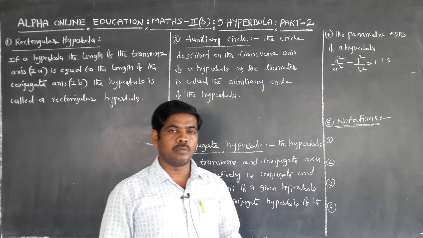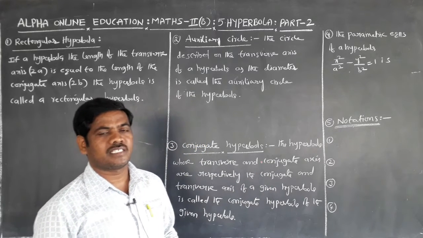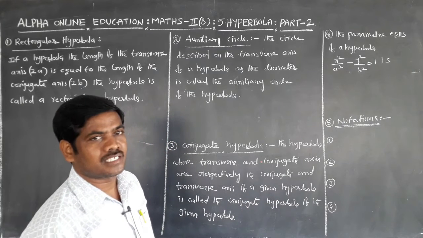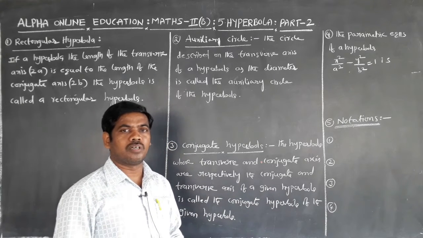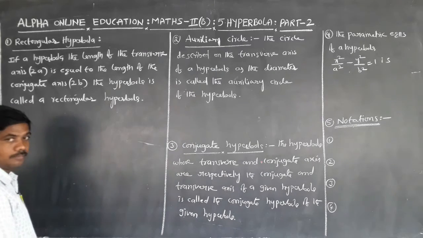Rectangular hyperbola means the length of the transverse axis is equal to the length of the conjugate axis of a hyperbola is called the rectangular hyperbola.